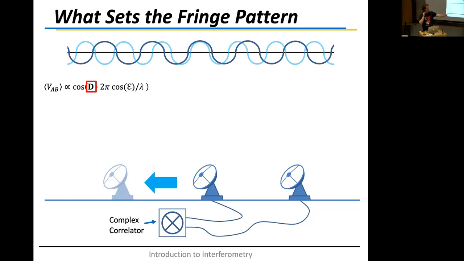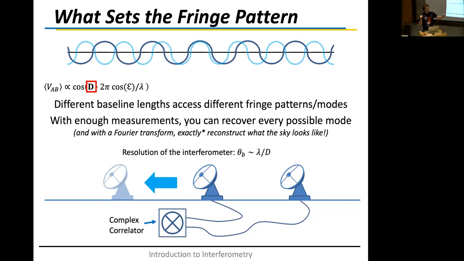This is kind of exciting because if you have a bunch of things that can measure sine and cosine patterns all across the sky, that is kind of the definition of what the Fourier transform of the sky looks like. That is a Fourier transform of the sky. And so with the inverse Fourier transform, you can get almost exactly an exact reconstruction of what the sky looks like, given that you have all of the measurements, all of the potential distances between the baselines.